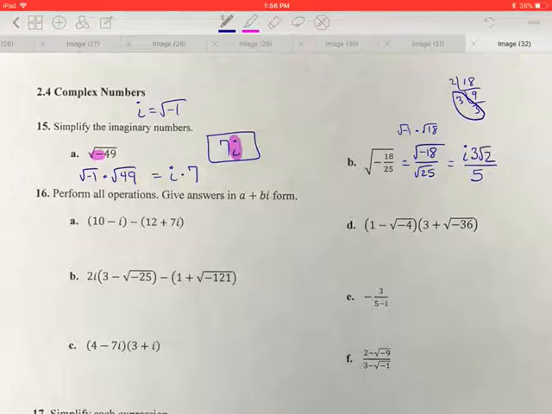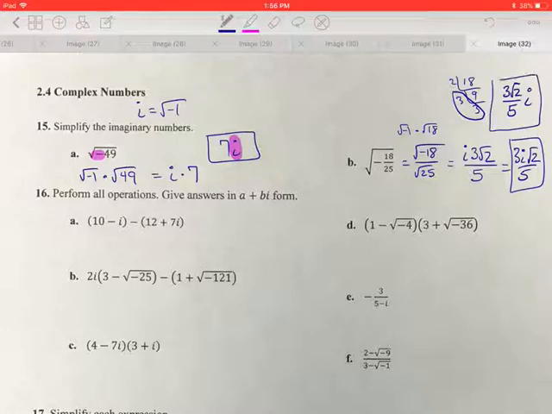And we typically don't put the i in the front. Couple of ways you can write it. 3i square root of 2 over 5, and that's totally fine. Or you can also write it as 3 square root of 2 over 5 and pull the i out to the end. So either one of those would be an acceptable answer.